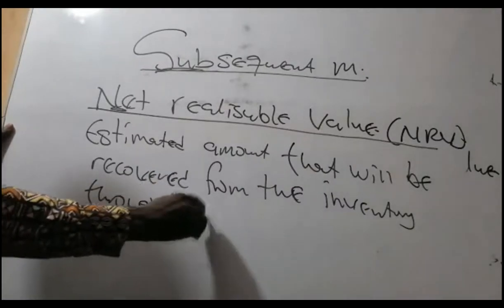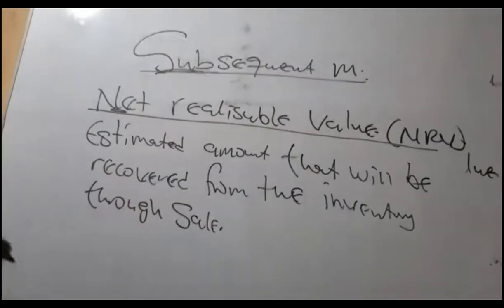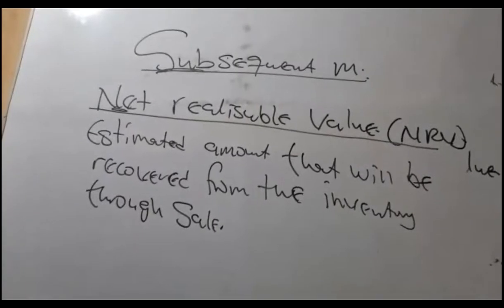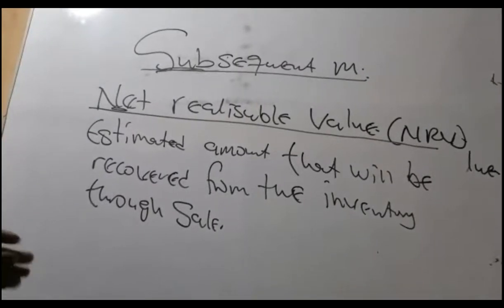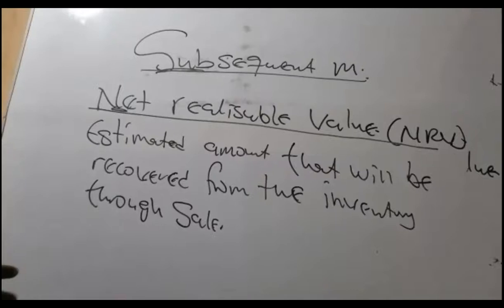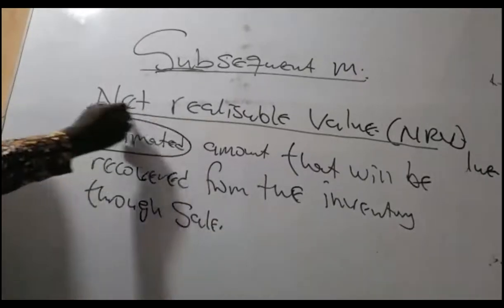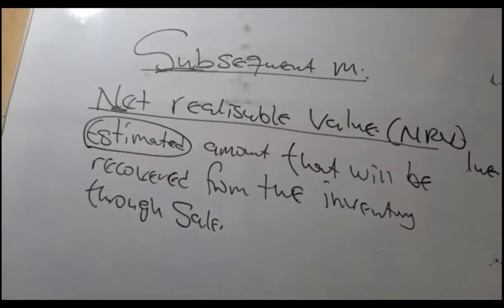Through sale. That is it. So through what? Sale. So if you sell these goods, it's an estimate. The word estimate is very important. Please, NRV is not actual, net realizable value. Here we are talking about estimates. It does not mean that you've actually sold the goods.